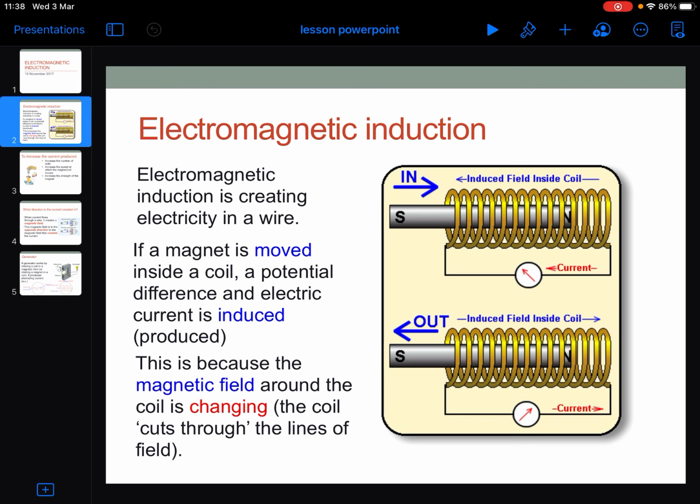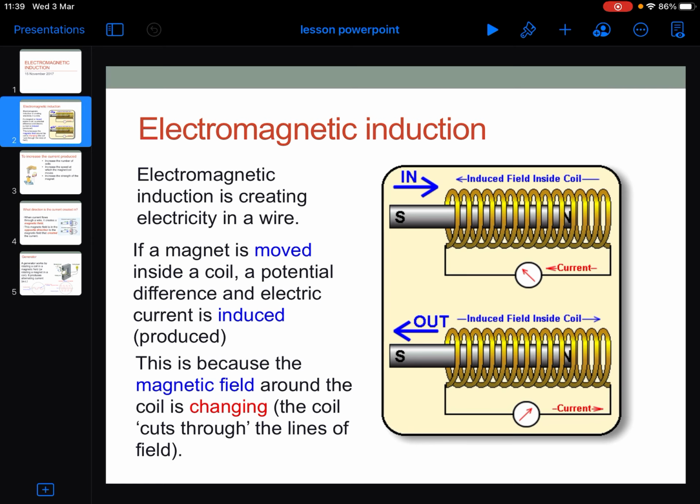So sometimes in a mark scheme, if you have used the word induced, that would literally be a tick, as in, great, you've used the right word. So try and use the word induced rather than created or made. So if a magnet is moved inside a coil, potential difference and electric current is induced. This is because the magnetic field around the coil is changing.